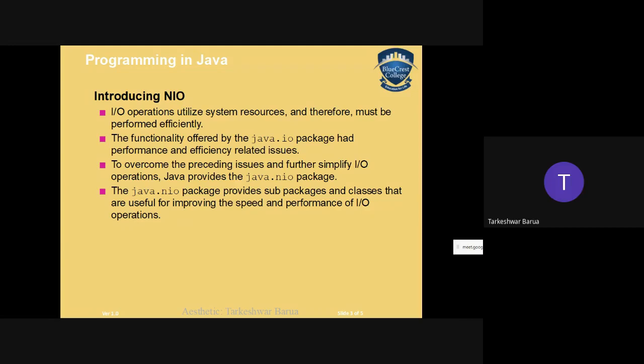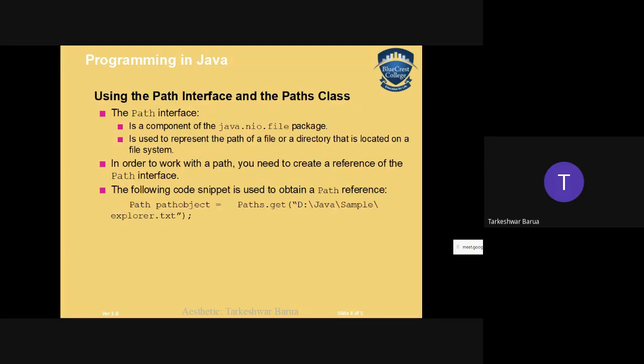This package provides you classes and packages that improve the speed and performance of your application. So next time whenever you write a file, do not use the IO package. Always use NIO. NIO is faster than the IO package. But in the industry, some old programs were developed in Java, and in those programs you may find the IO package. So you must understand both.